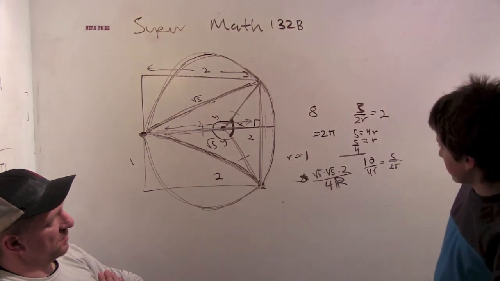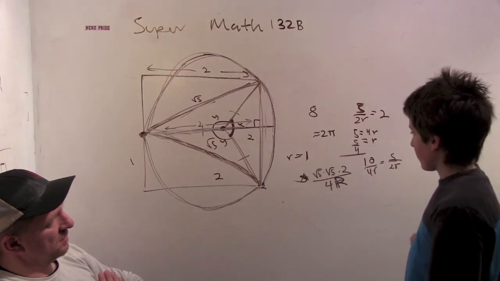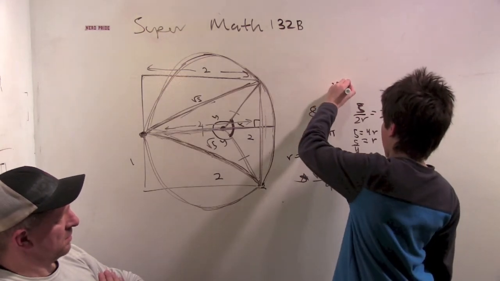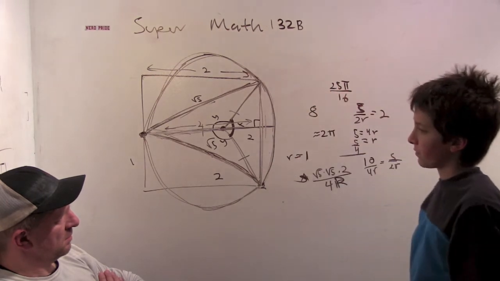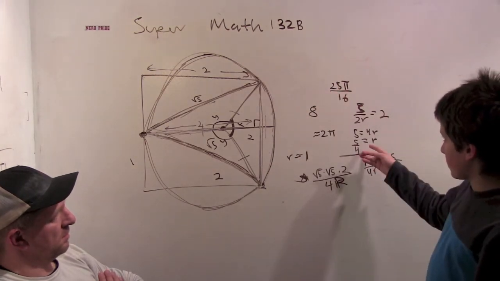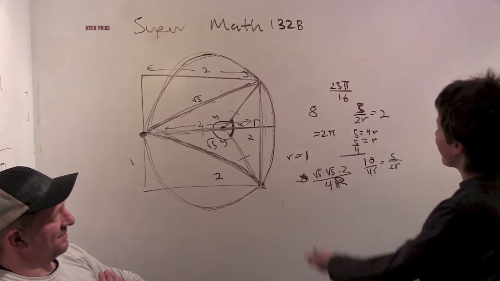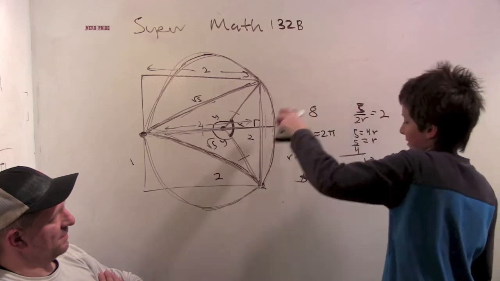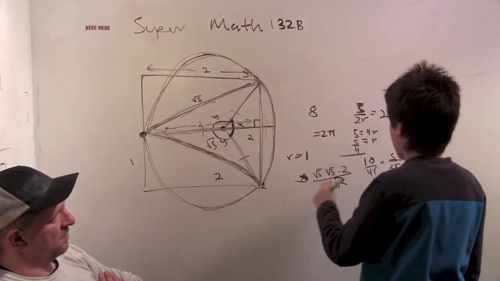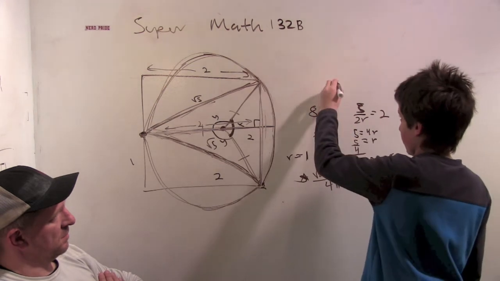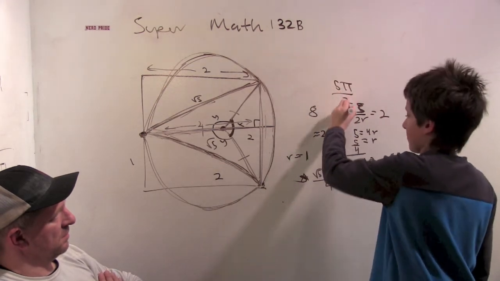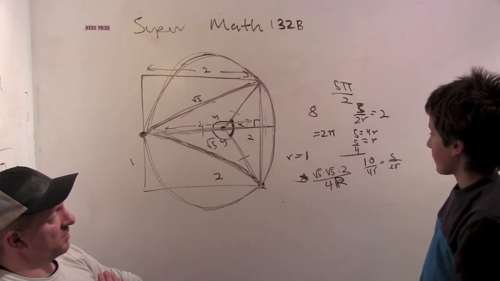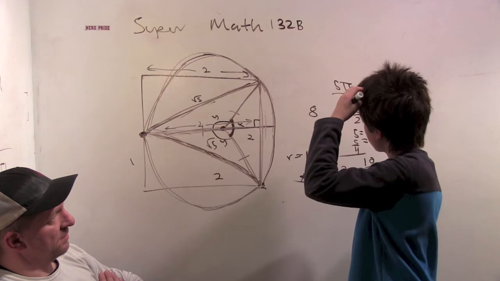You said it was a little bit bigger than 1, and sure enough, it was a little bit bigger than 1. So then this is 25 pi over 16. Because, no, it's not 25 pi over 16. It is 2 pi times 5/4, or 5 pi over 2. So you just figured out the perimeter of the circle, 5 pi over 2.